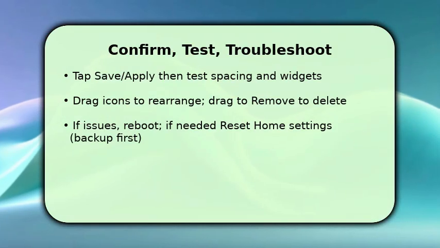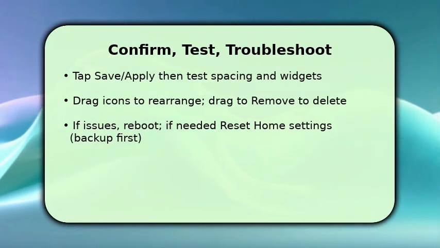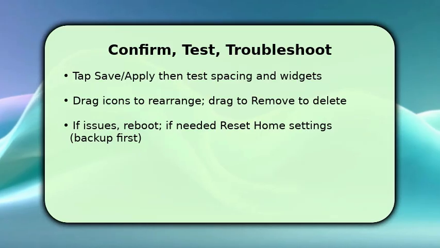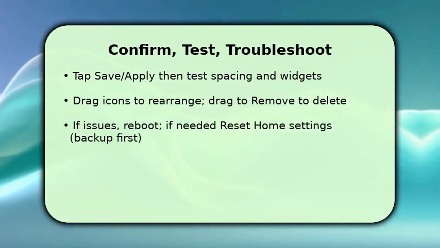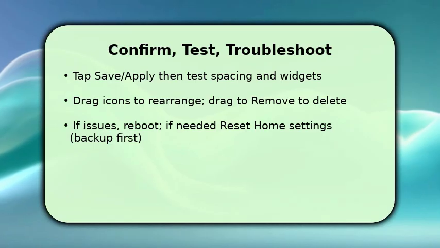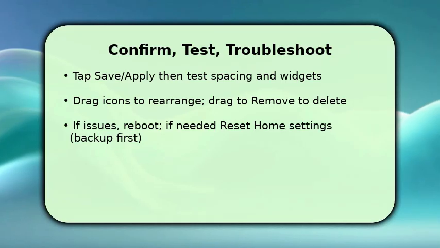The final steps are confirming and testing. After adjusting layout and icons, tap Save or Apply, then return to Home to inspect spacing, labels, and widget behavior. Rearrange any icons by dragging. Remove unwanted items by dragging to Remove or Trash.